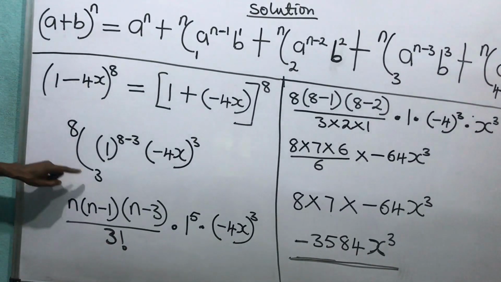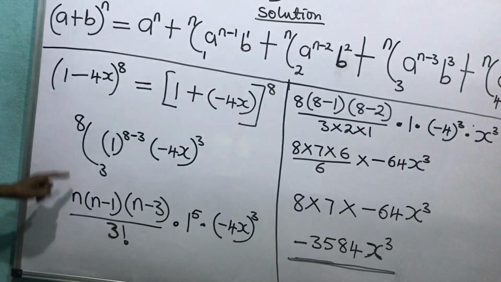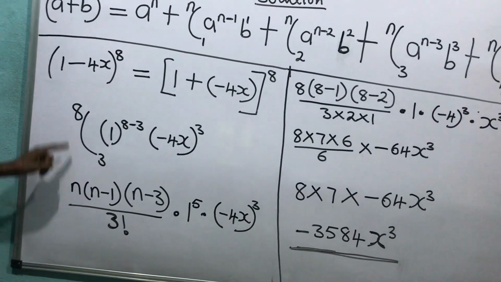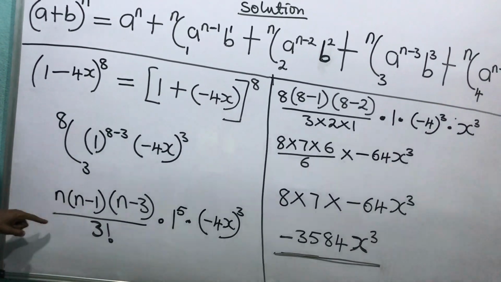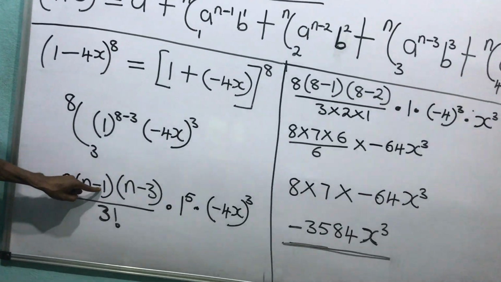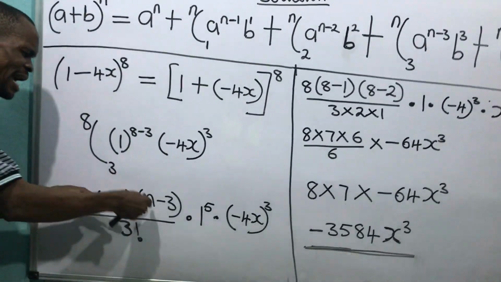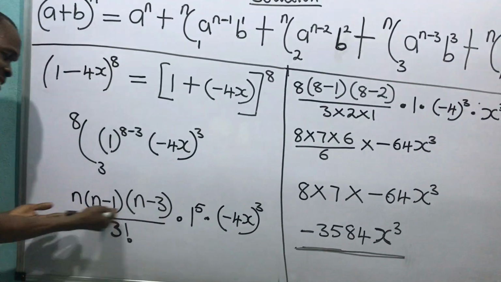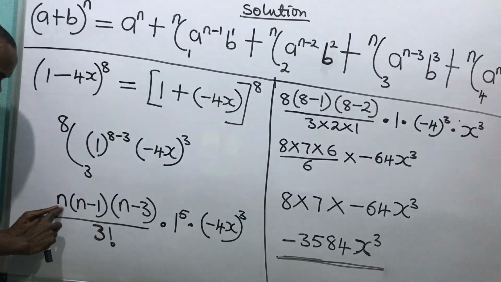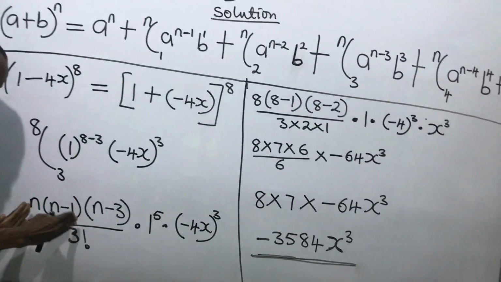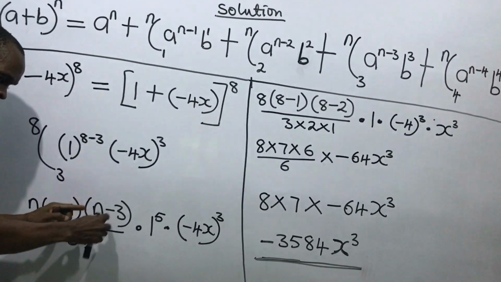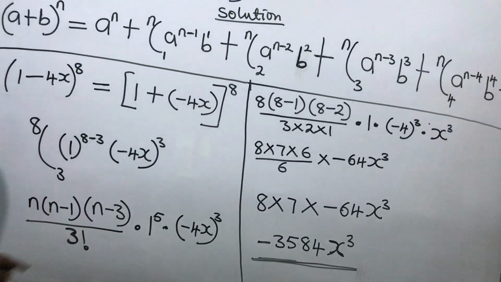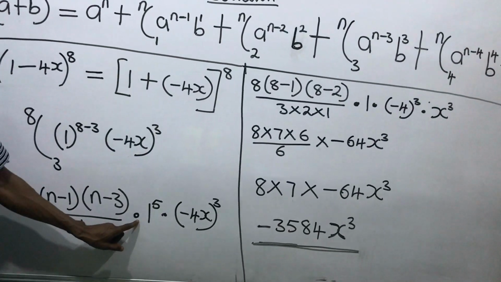Then what does this mean? Out of 8, I'm choosing 3. It means N is 8. Out of N, I'm choosing 3. That means N into N minus 1, that's 2, N minus 3. That's 3: 1, 2, 3. That is N into N minus 1, N minus 2, over 3 factorial.